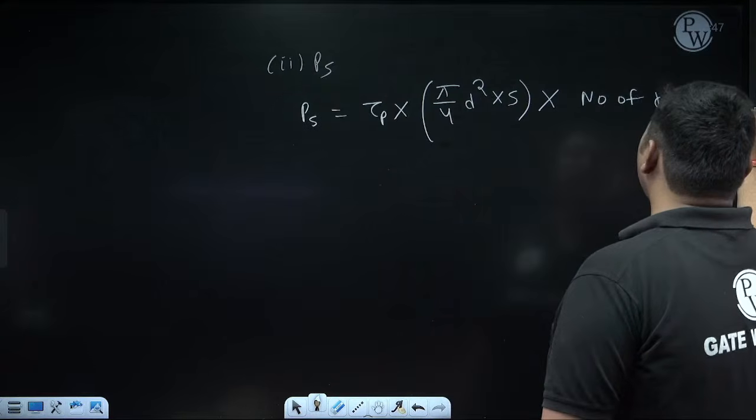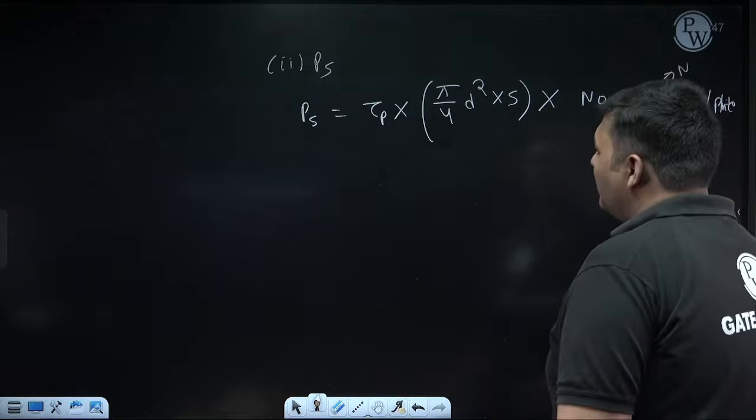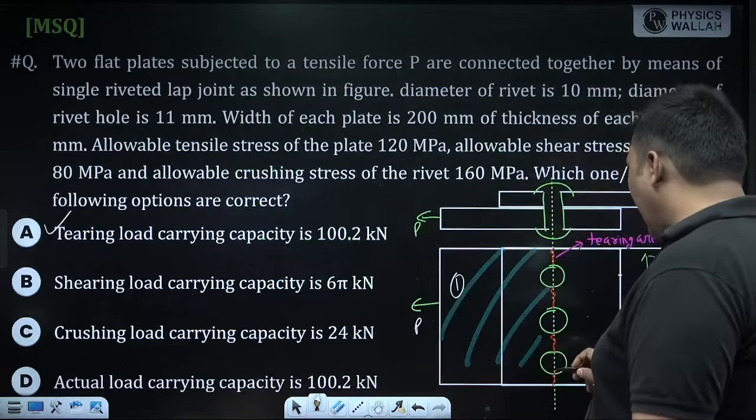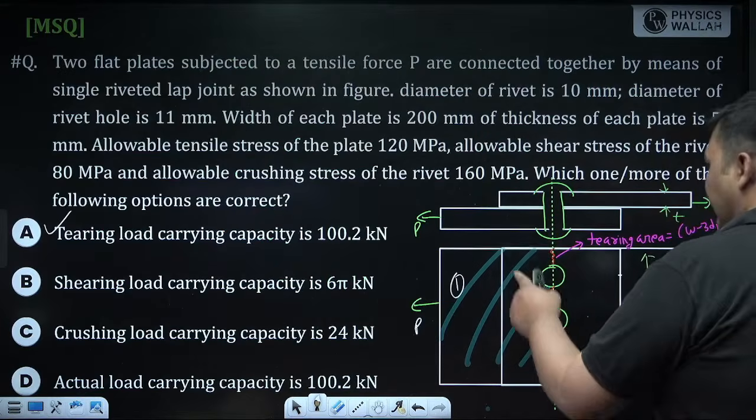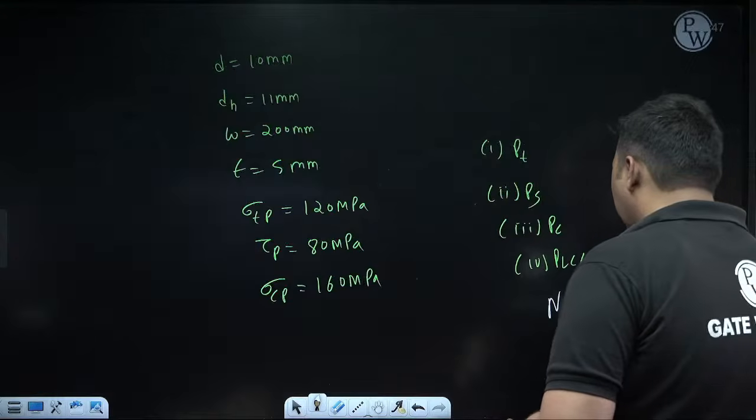Number of rivets per plate, generally I denote this as capital N. First of all, what is the total number of rivets per plate? In a lap joint, it is very easy. In a lap joint, take any plate. Suppose I am taking this plate. How many rivets are there? 3. So, here number of rivets per plate is 3.